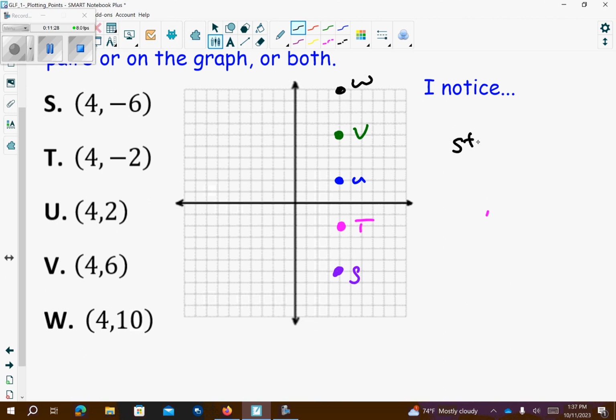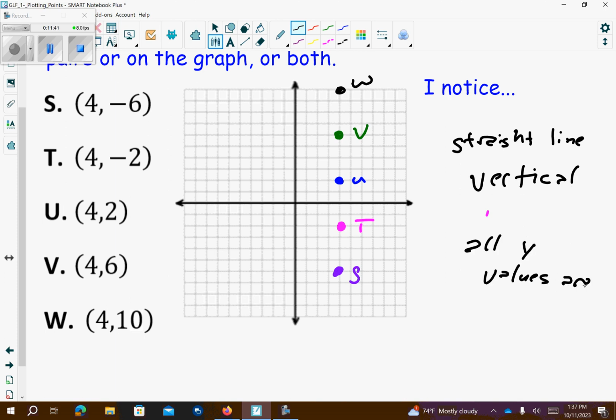And this looks like a straight line. I'd say it's probably vertical, it looks like. All y values are the same. So what I mean by that is this. Our y values, oh, excuse me, I went backwards. All the x values are the same. I'm sorry, I didn't mean to make that mistake. Look at this, all the x values are the exact same. So that forms a vertical line. I guess you could get this to form a horizontal line as well if you wanted to.